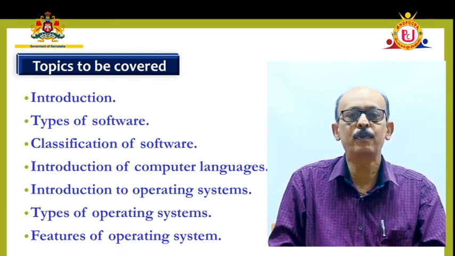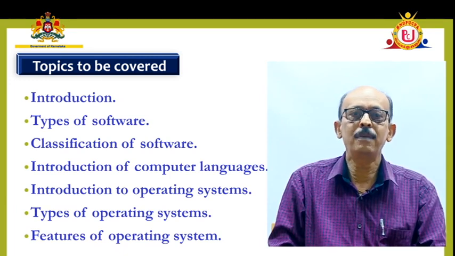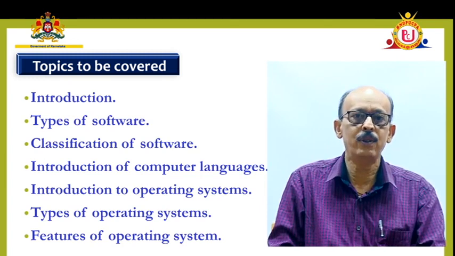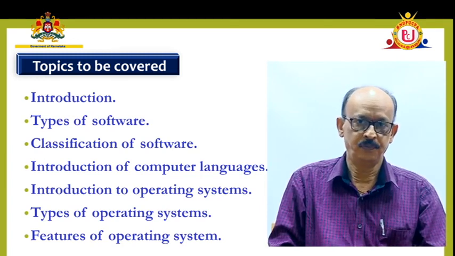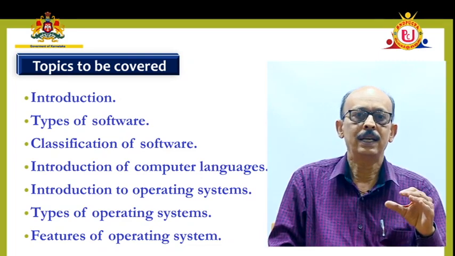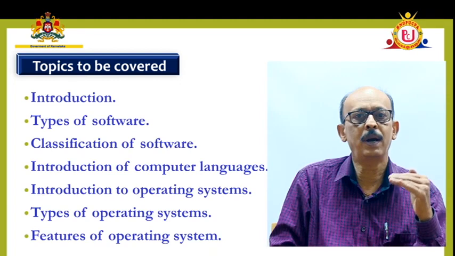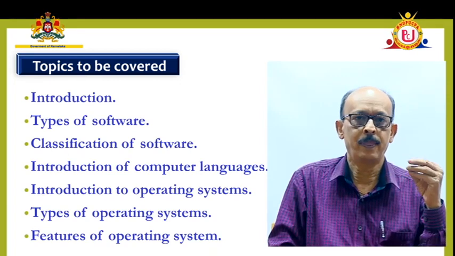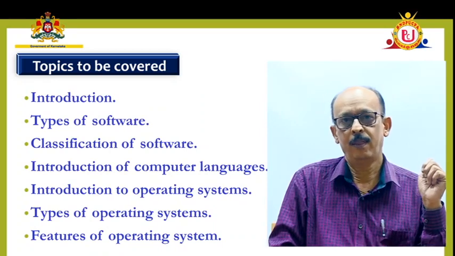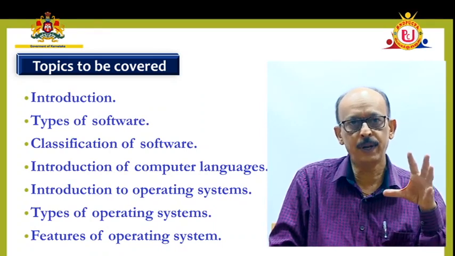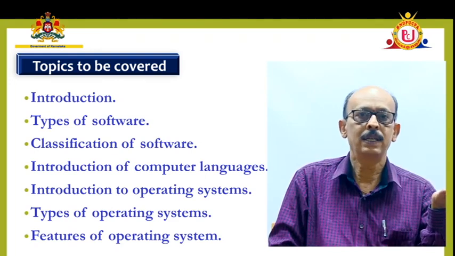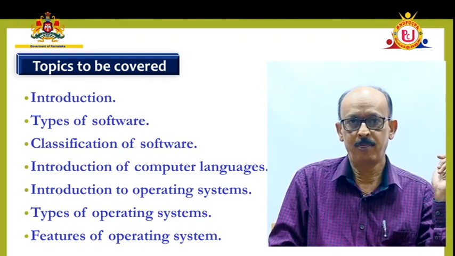Software is the set of programs. A program is a set of instructions. An instruction is a command given to the computer to do some work. So a collection of instructions in a sequence, in a proper format, will form a program. That program is to solve a given problem. A set of such programs to solve one or more problems is called the software.